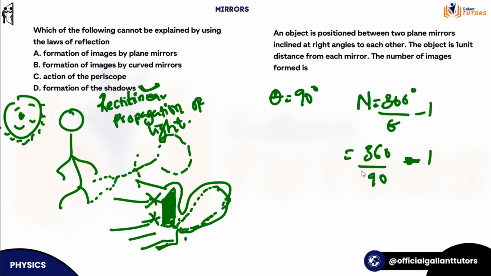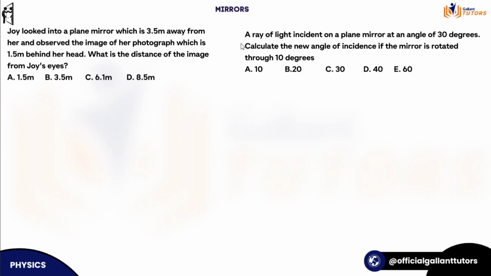All right, so 360 divided by 90. Can someone help me calculate? It's 4, right? So 4 minus 1 is what? 3. So we expect to see 3 images here. So the number of images formed here is 3. As simple as ABC. You can see how physics is really, really simple. You just have to put your mind to it, and you'll be awed by how easy it is.